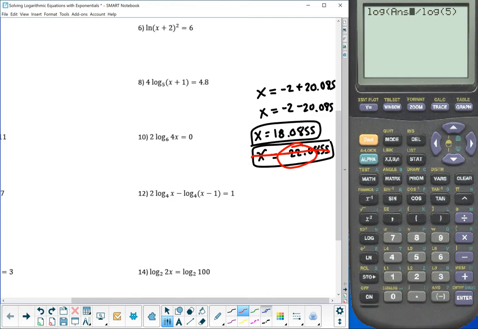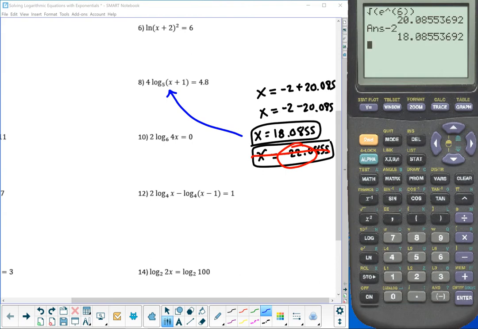But let's look at the other one. If we put 18 into the x, so 18.0855. I'm going to use the square root of 20.0855, and then to get that one, I subtract 2. So that's 18.0855. Okay, I'm going to put that in here. 18.0855 plus 1 makes 19.0855, so that's what I'm going to put in right here.